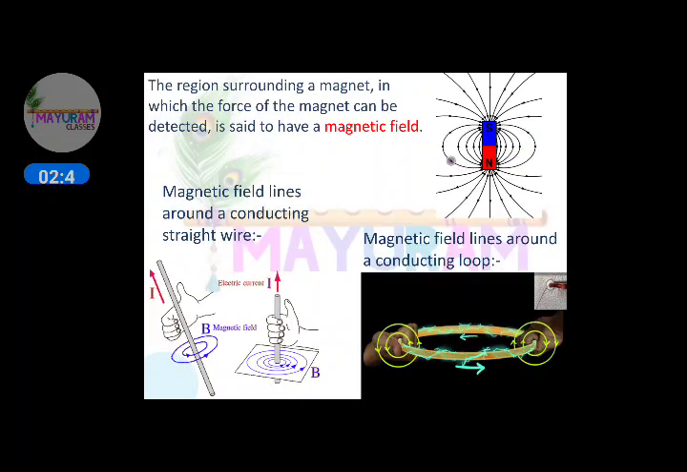In these two pictures, you can see the magnetic fields produced by a current carrying straight wire and a current carrying circular loop. The direction of magnetic field lines can be determined using the right hand thumb rule, as you can see in the picture. According to this rule, if the thumb of the right hand points along the direction of the current, then the curled fingers give the direction of the magnetic field. These magnetic field lines are invisible to the human eye. You cannot see them.